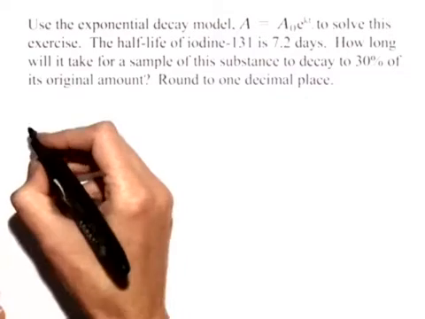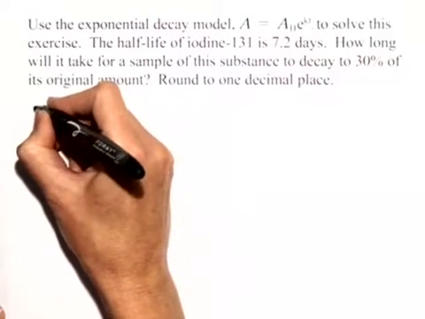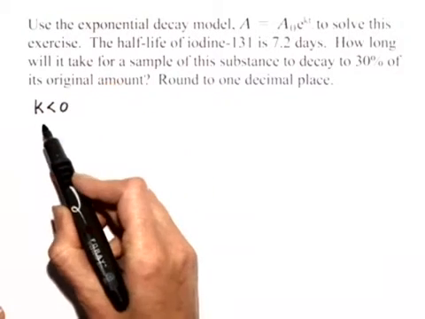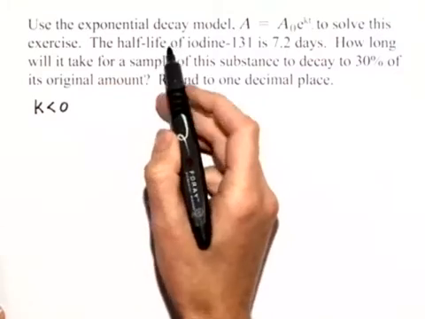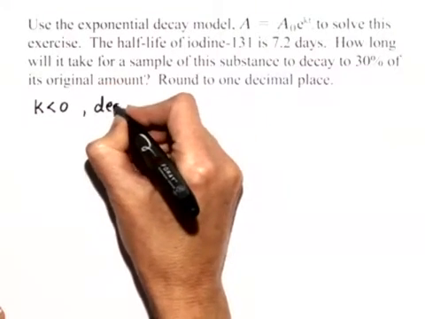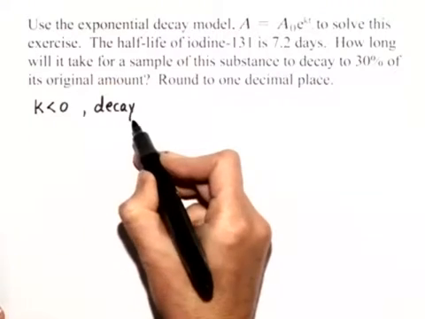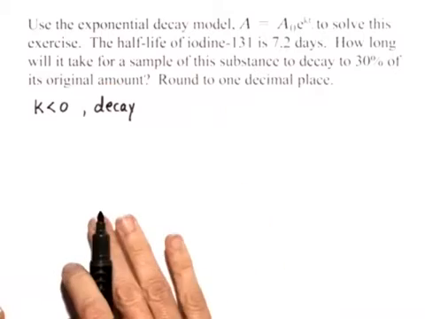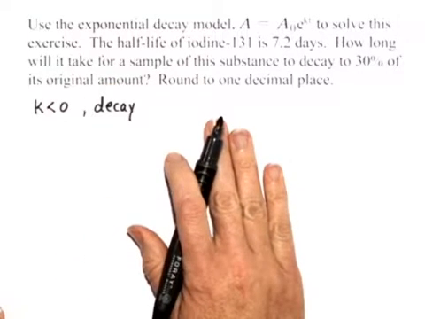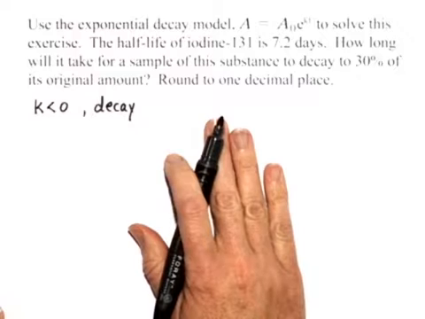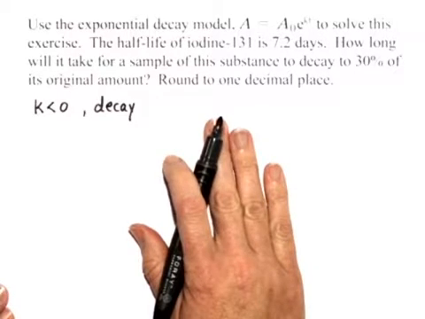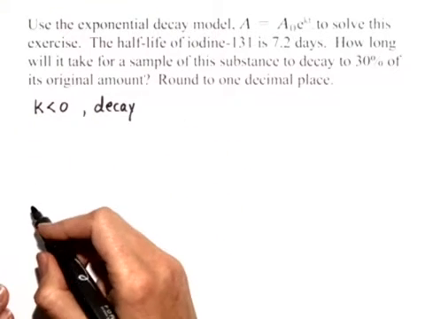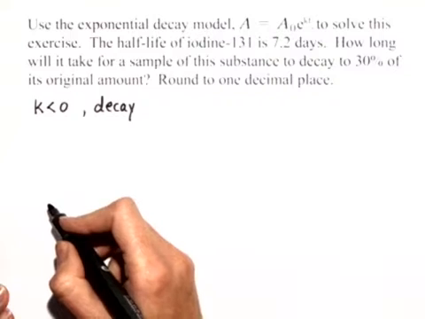So let's start off, first of all, by noticing that k is going to be less than 0. The reason that we know k will be less than 0 is because we're told it's a decay model. So the first thing that we need to do is look at our original equation right here, A equals A sub 0 e to the kt, and we need to use the information we have so that we can find out exactly what k is. All we know is that it'll be a negative number, but we need to know exactly what it is. So we'll use the half-life of iodine 131. We know the half-life is 7.2 days.